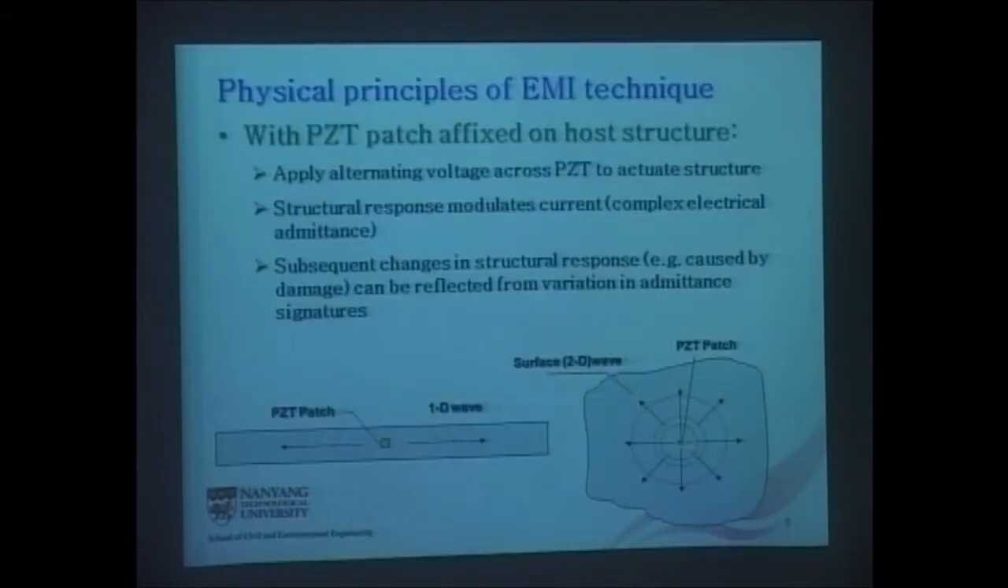Our basic principle: when you stretch it, you can pass out the wave or the signal, and the response can modulate the current, and because it actuates and senses, we can receive the signal. From the signal, we know that if there's any damage, the stiffness will change. When the stiffness changes, the signal will change. So from there, we compare with the baseline, the healthy part, then we know whether there's any damage or not.